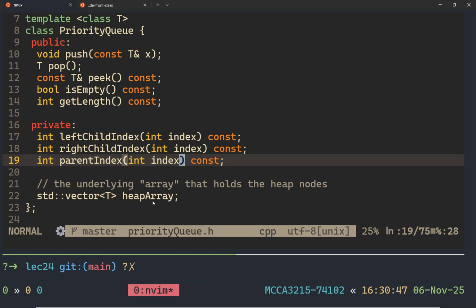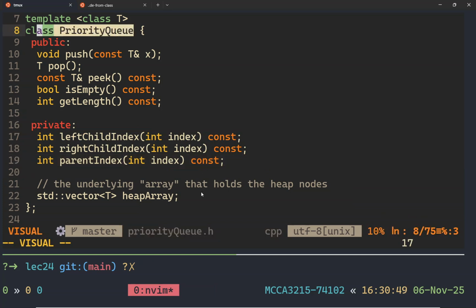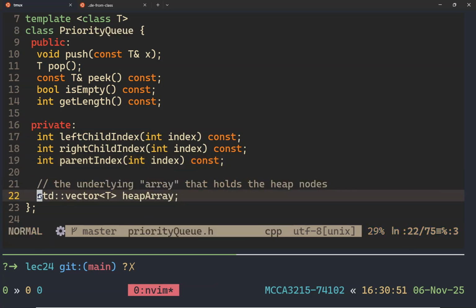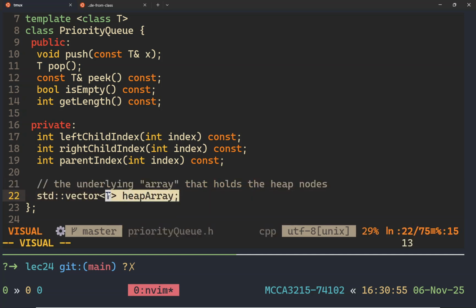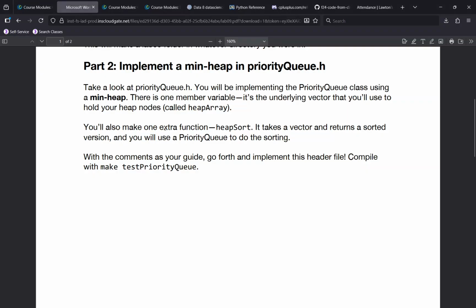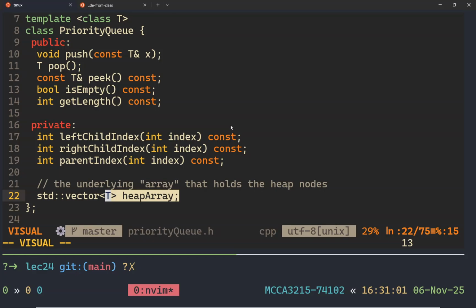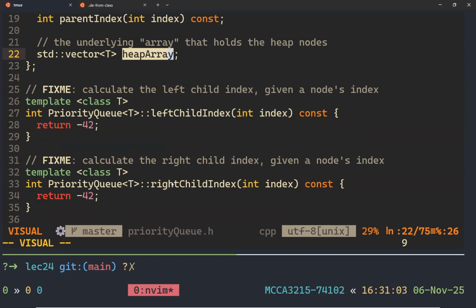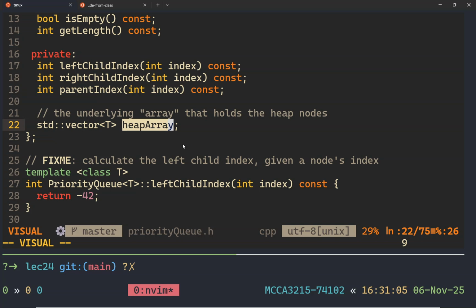And then you have one member variable. Your priority queue is going to be represented with a heap, which we know should be a vector. It's going to be a vector of T's. That's your array that is really a tree secretly, however you want to think about it. That's what you're doing, and everything happens in this array. So you're going to be moving around your heap.